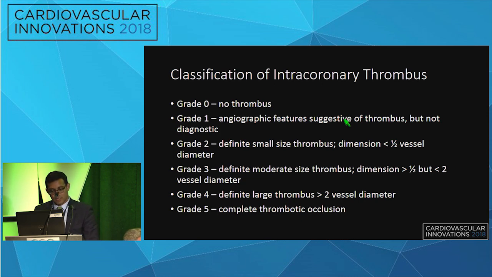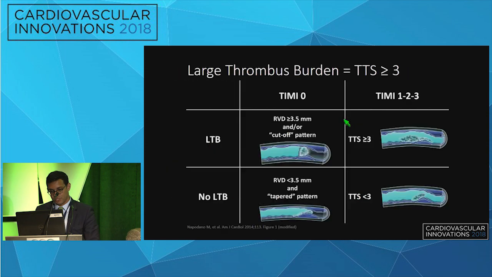However, there is a lot of ambiguity with a grade 5 lesion. So to better clarify that, the spectrum was divided into a large thrombus burden versus no large thrombus burden. And the group defined this basically using the reference vessel diameter of greater than 3.5 millimeters with TIMI 0 flow, and also based off of the angiography of the thrombus.